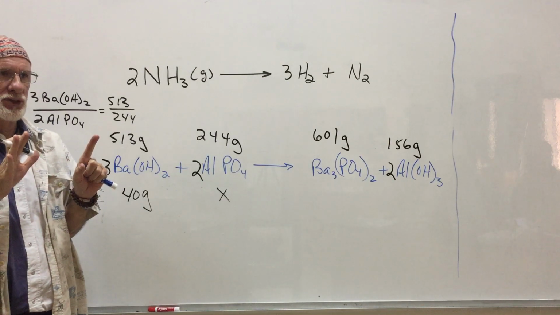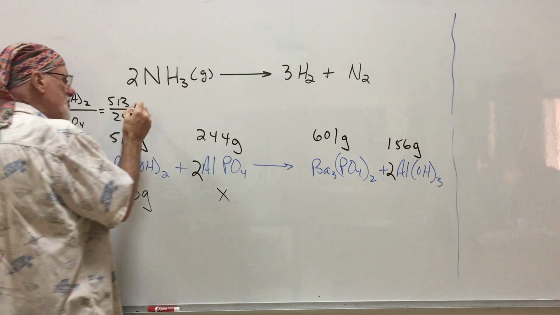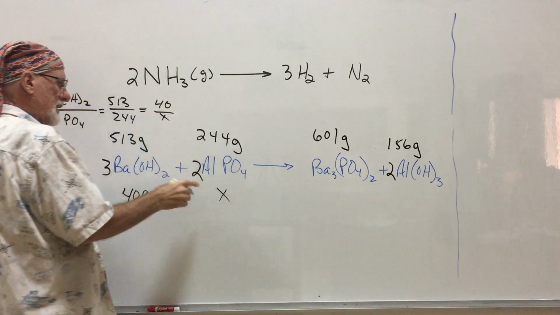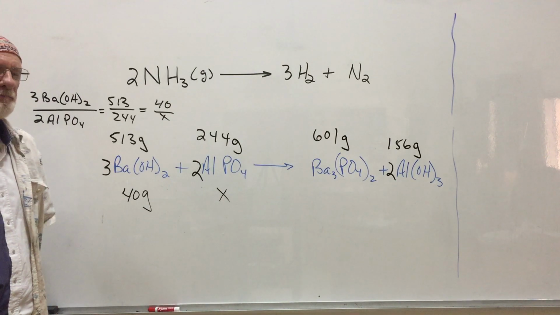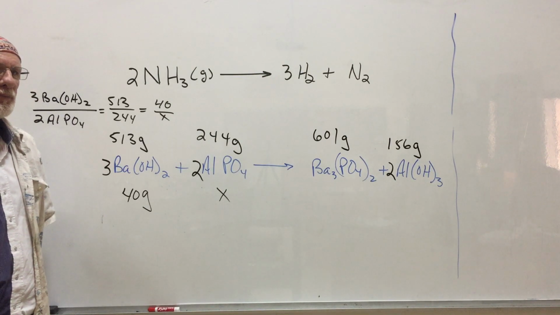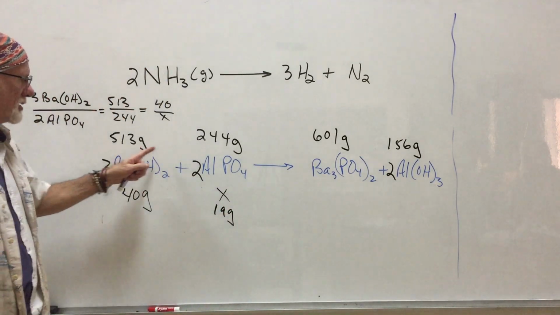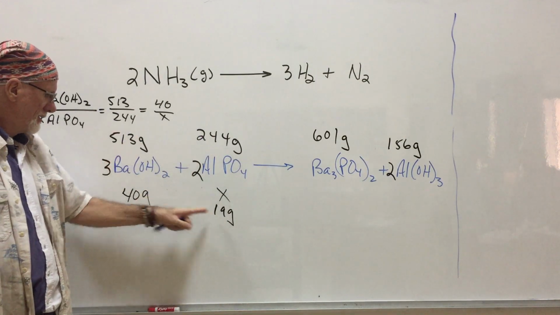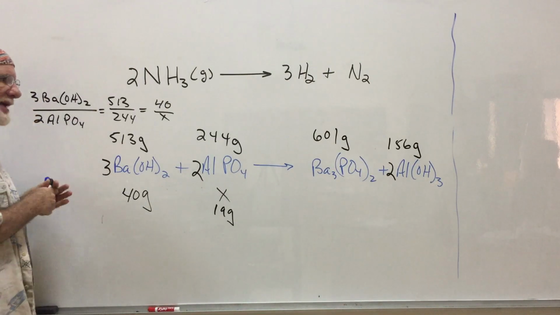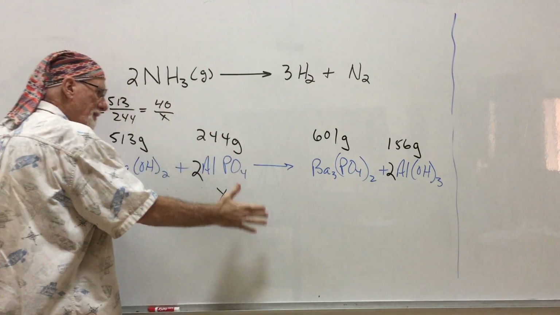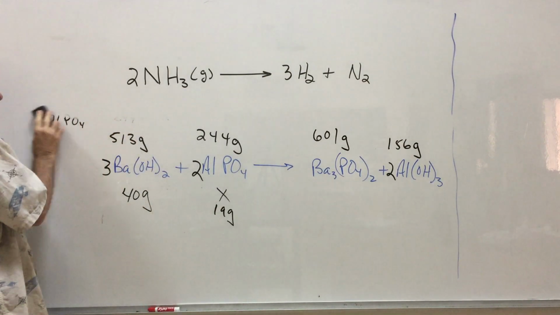You okay with that? You sure? Yeah. I don't have 513, I have 40. So that would be 40 over X. So what is 244 times 40 divided by 513? 19. And that looks about right. It's about half. Yes, about half. Okay? Things should make sense to you. Now that is a basic mass calculation. Correct? Basic mass.